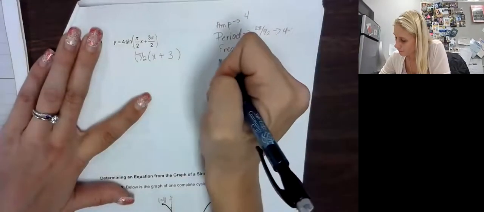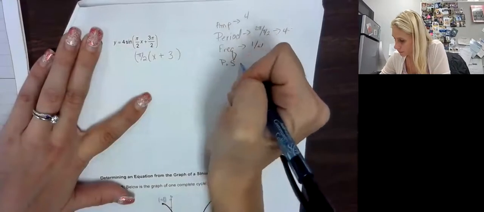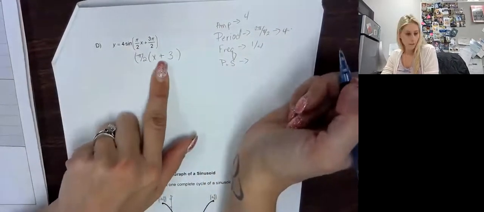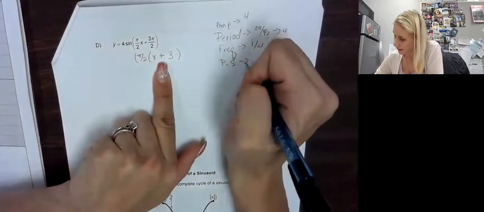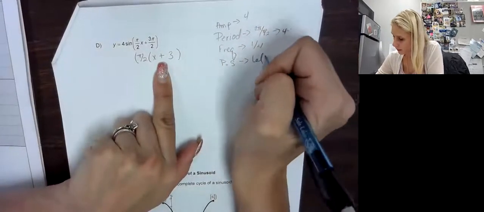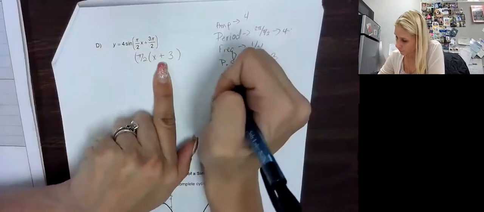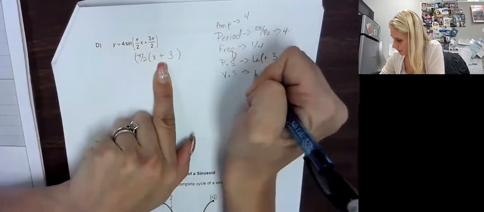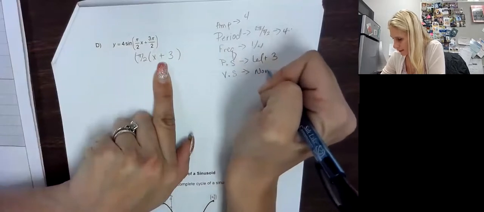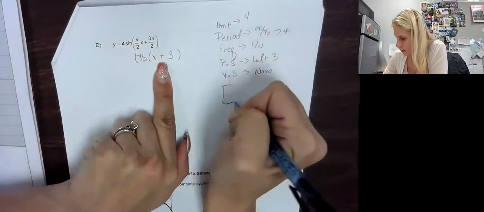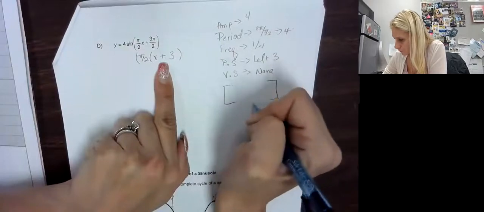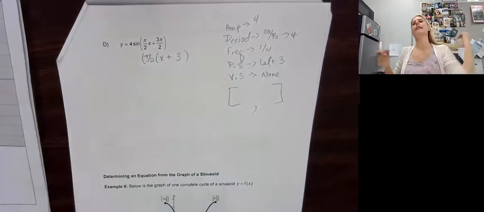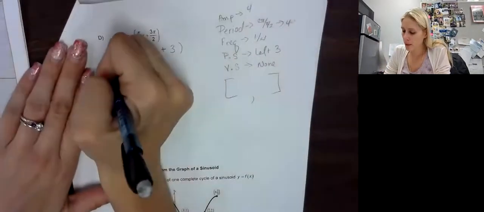We have phase shift. Phase shift is left 3. Vertical shift. Do we have a vertical shift? Nope. Nothing is added or subtracted at the very end. And then we need our range. All right, see if you can do the table again by yourself.